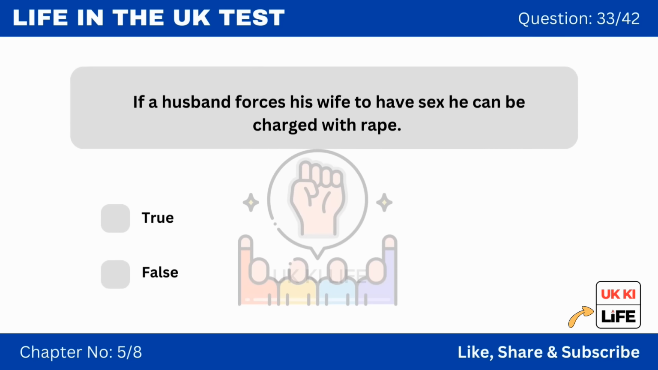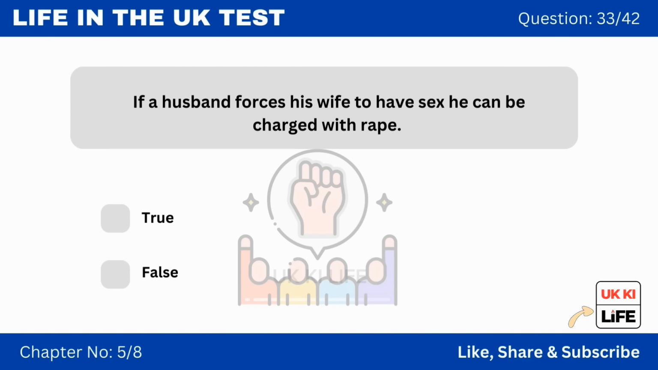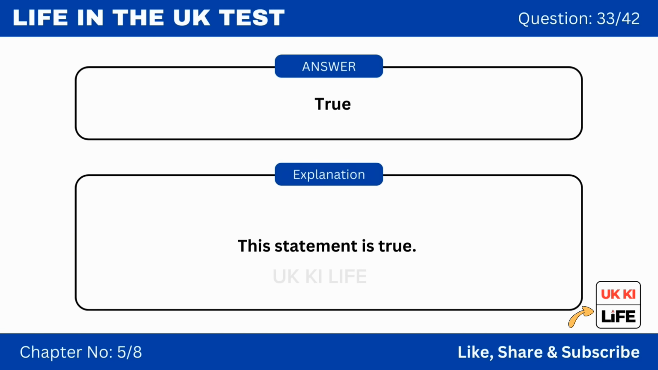Question 33. If a husband forces his wife to have sex, he can be charged with rape. True. False. The correct option is A. Explanation. This statement is true.